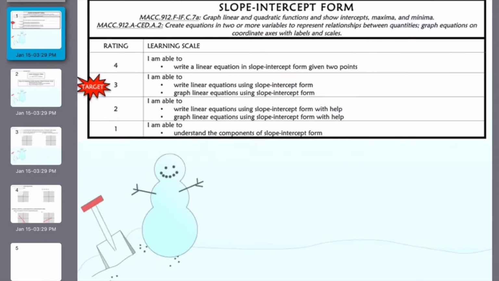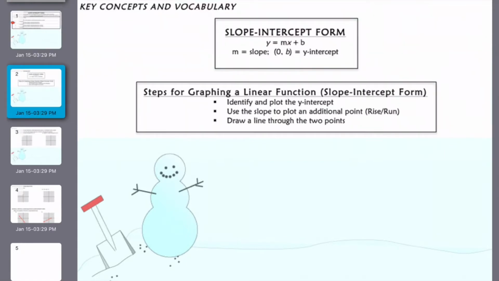Today's video is going to be all about slope-intercept form. And by the end of it, I hope that you're able to write linear equations using slope-intercept form, and I also hope that you're able to graph linear equations using slope-intercept form. So let's start with some key ideas and vocabulary.